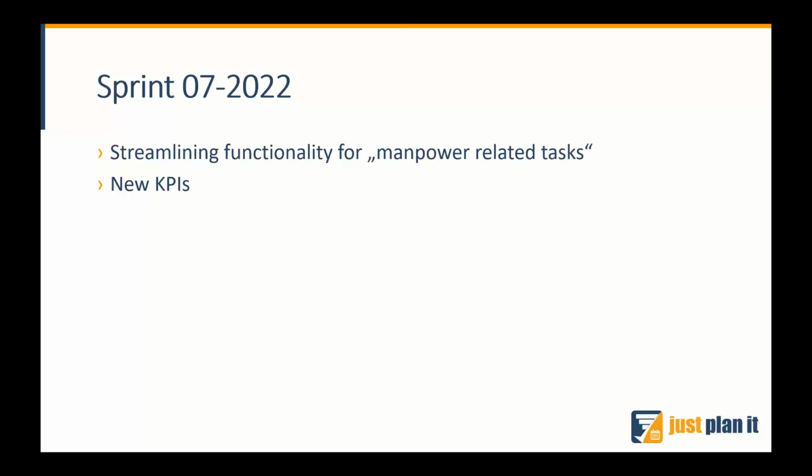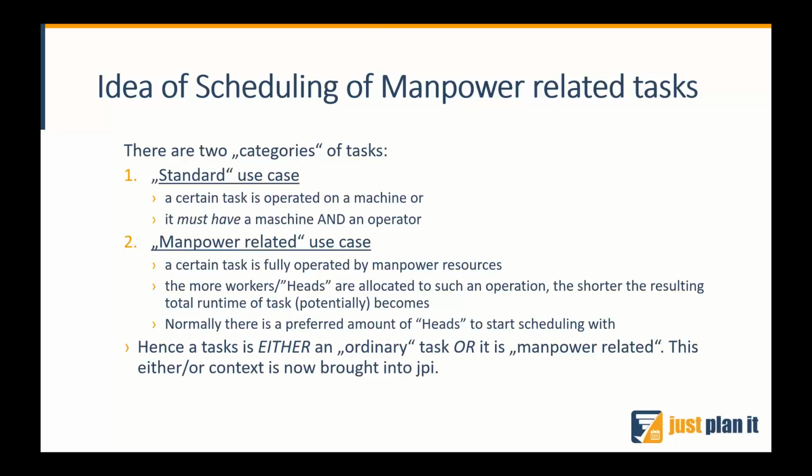And also, we focused on providing some new helpful KPIs for you. These KPIs have one intention: to be more proactive in terms of how your jobs are evolving based on the current schedule. I will also give a more detailed explanation of what KPIs we provided with the new Just Planet version. Let's start off with the streamlining of the manpower-related tasks functionality.